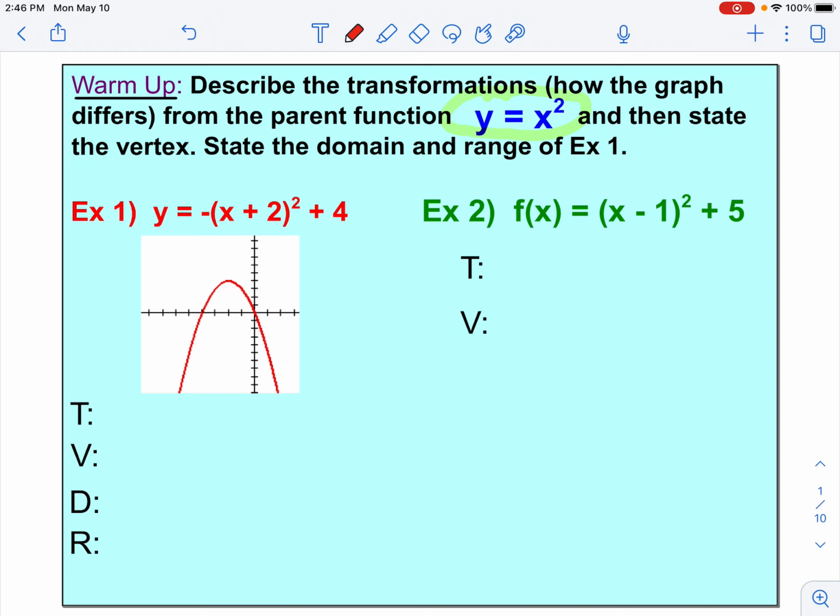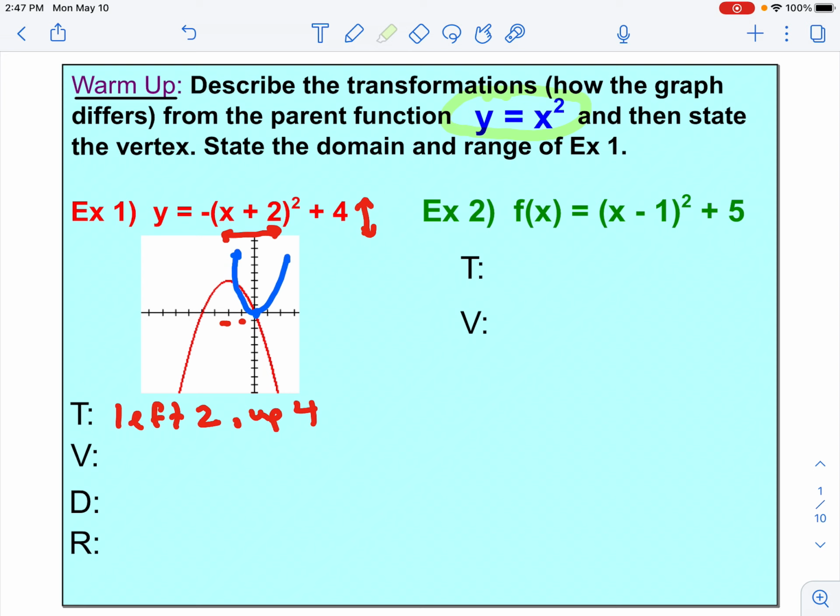Okay, so the transformations, remember, the parent function sits right at 0, 0, for the vertex. So this graph right here has shifted 2 to the left. So we say it went left 2. Remember, it's the number inside the parenthesis that shifts it left or right, the opposite of what you think. So plus 2 goes to the left 2. And then the number outside shifts it up or down, exactly what you expect. So this is going up 4.